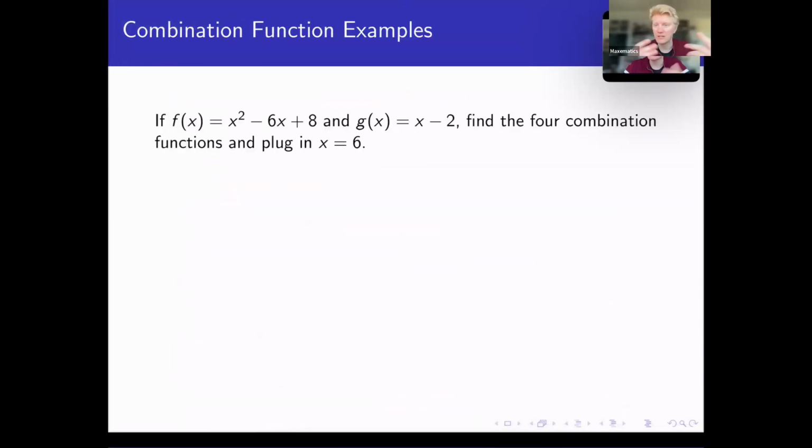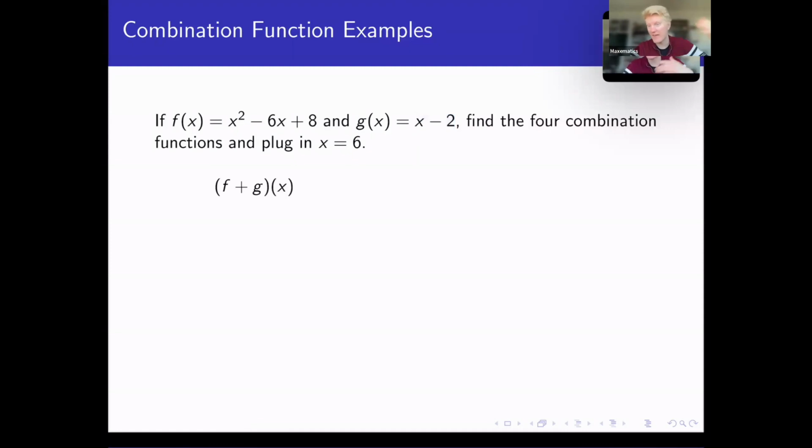All right, so let's do combination functions. All right, let's say f of x is x squared minus 6x plus 8, and g of x is x minus 2. Find all four combinations, plus, minus, multiplication, division, and then plug in x equals 6.